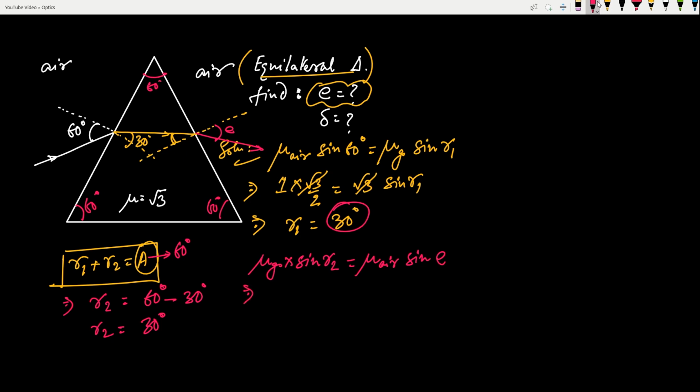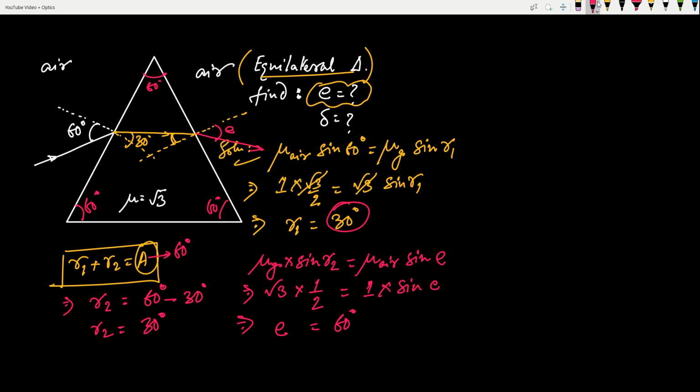Now the refractive index of glass is √3, times sine of R2. R2 we got as 30 degrees, therefore sine of 30 degrees is half, and mu of air is 1, and we need to find the angle of emergence E. If we solve this, we get that E is equal to 60 degrees, because we got sine E is equal to √3 by 2, and we know that if sine theta is equal to √3 by 2, then theta will be 60 degrees.